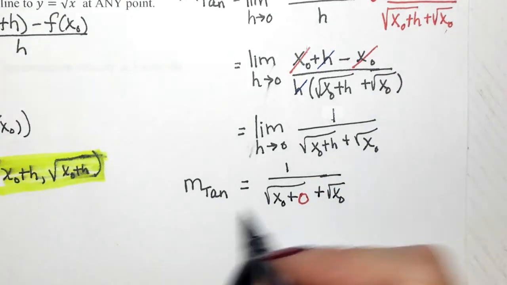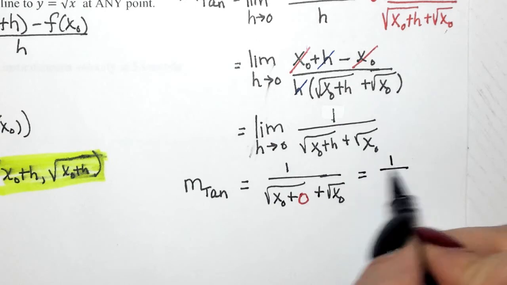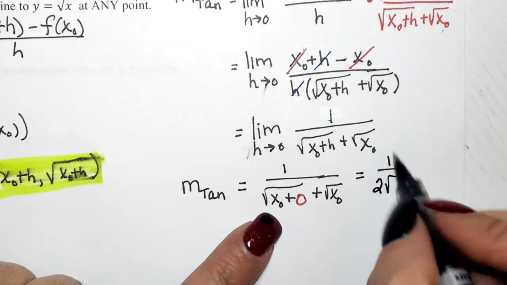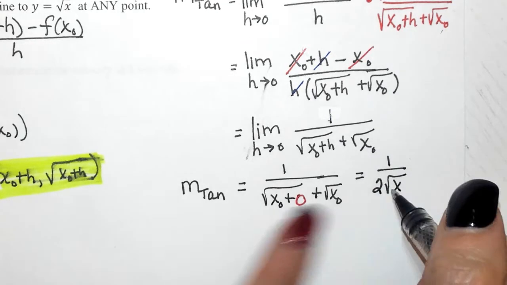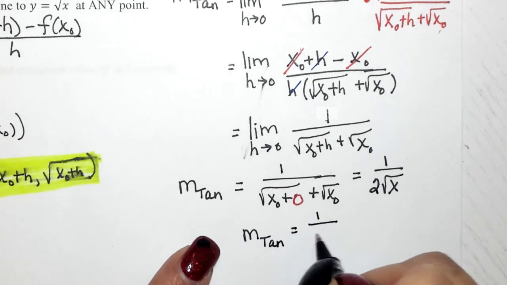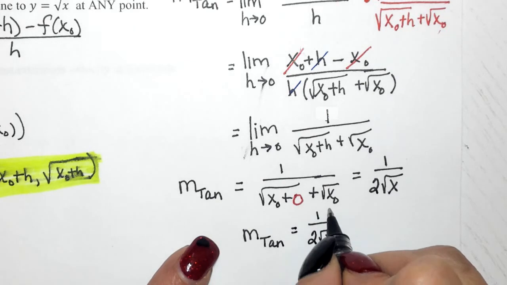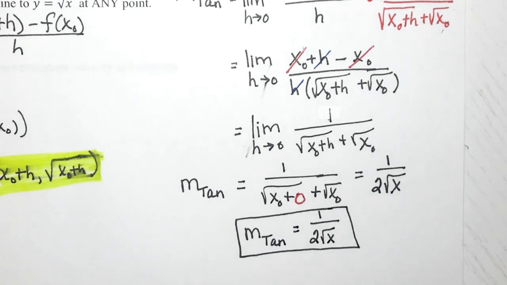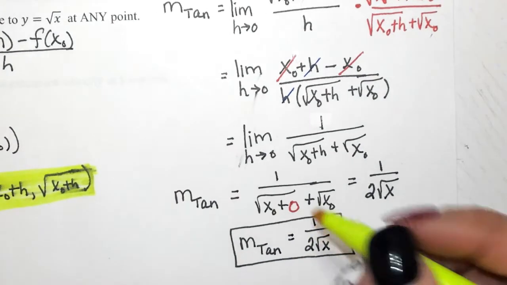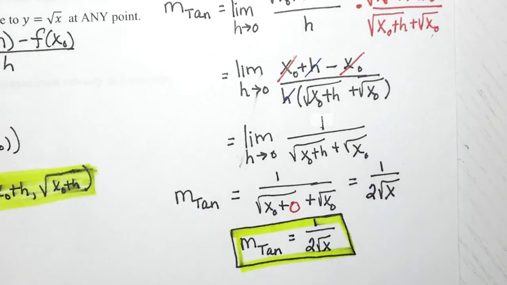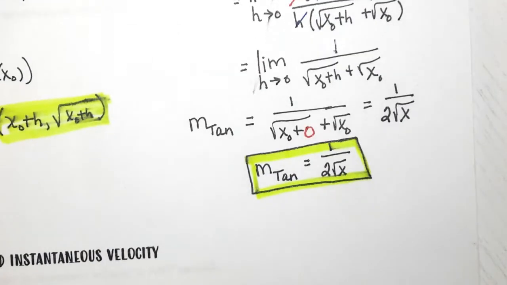And I'm going to keep going. That's going to be 1 over the square root of x plus the square root of x. That's 2 square roots of x. So that means the slope of the tangent line equals 1 over 2 square roots of x. And that's for any slope of any tangent line. No matter where the point is on the graph, the slope anywhere on the graph, that is the slope. And it works anywhere I want to find that. And that is the beauty of calculus.